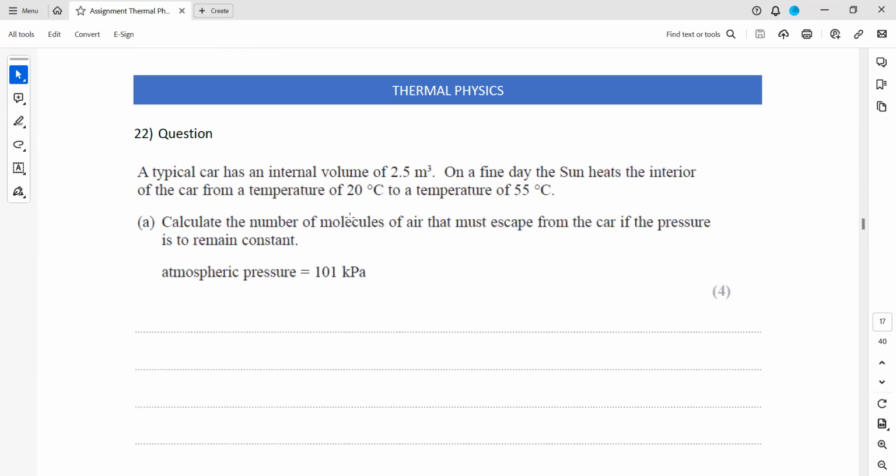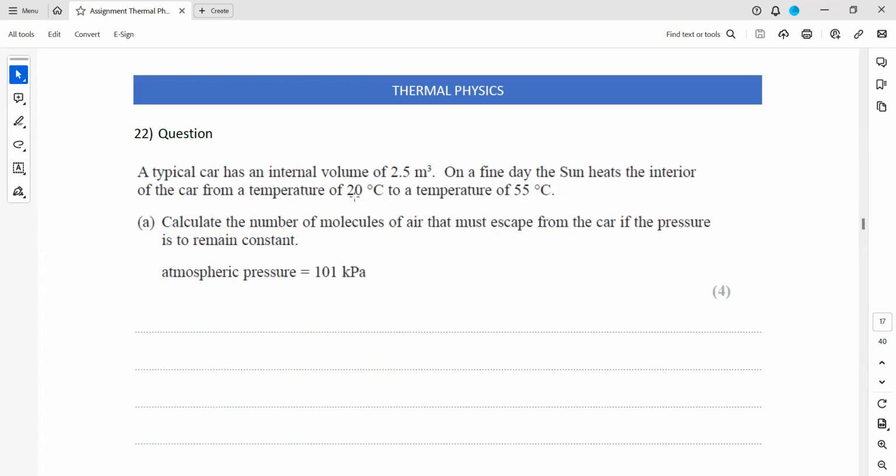A typical car has an internal volume of 2.5 meter cube. On a fine day, the sun heats the interior of a car from a temperature of 20 degrees centigrade to a temperature of 55. Calculate the number of molecules of air that must escape from the car if the pressure remains constant.